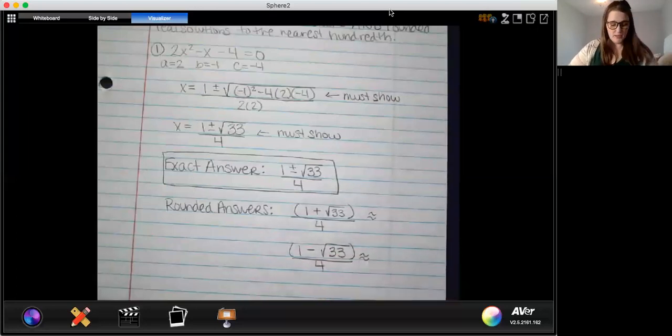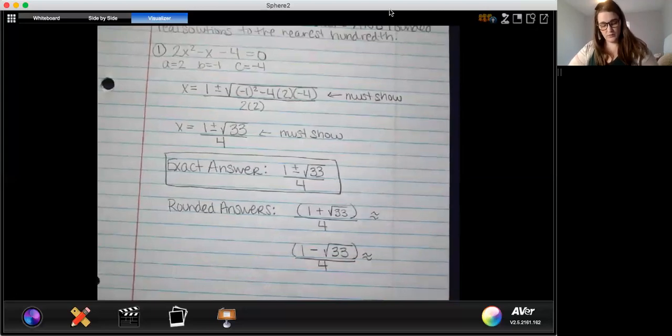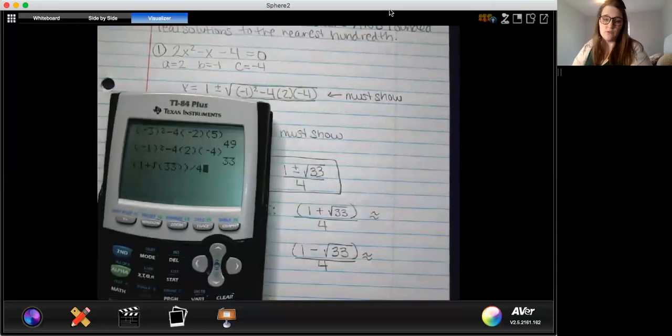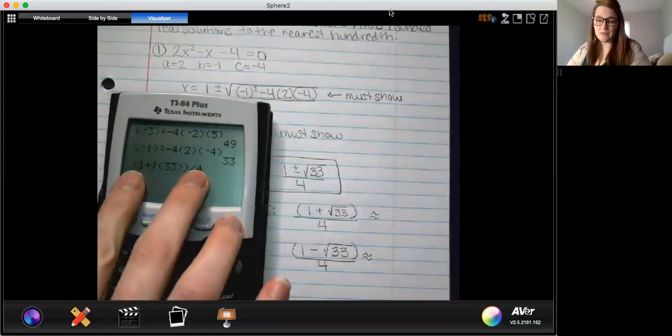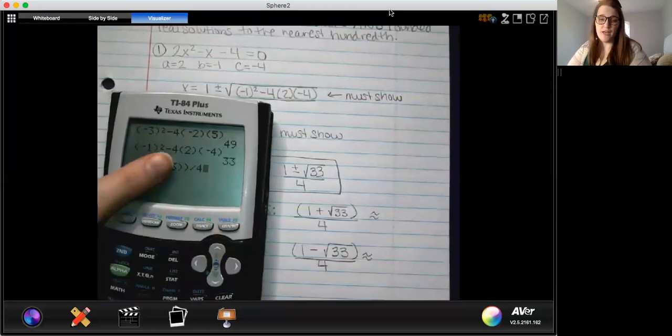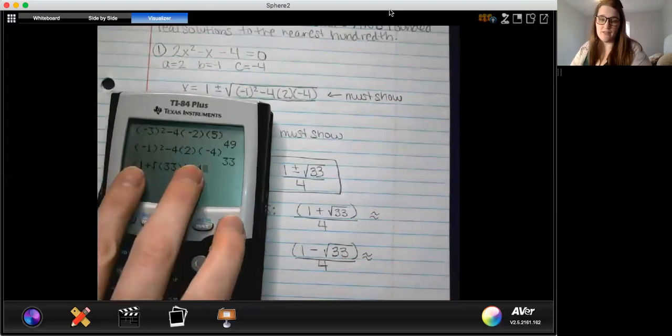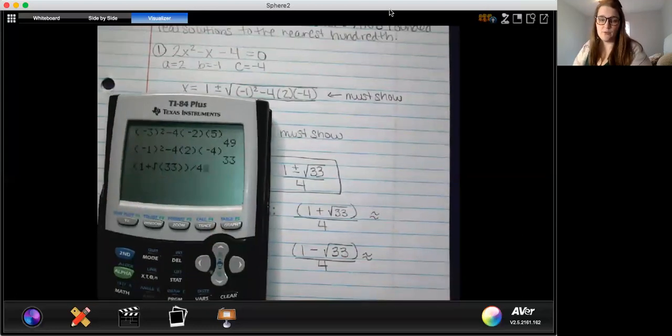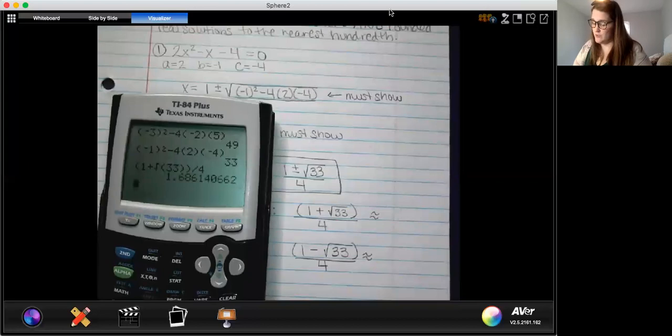So we're going to put that in our calculator. So parenthesis 1 plus the square root of 33 parenthesis divided by 4. Now you have to use parentheses outside like I wrote it, okay? Or it's going to just divide by 4 and then add 1. We need to add the 1 and then divide by 4.